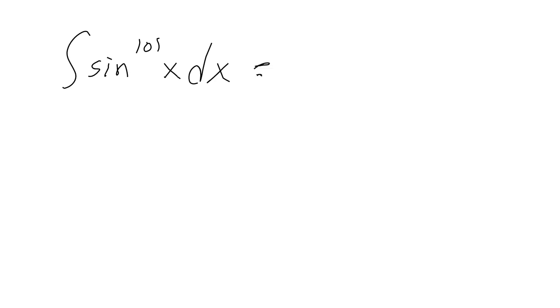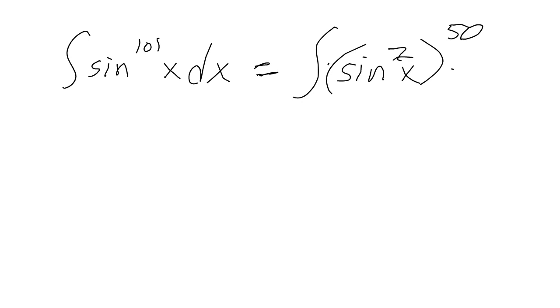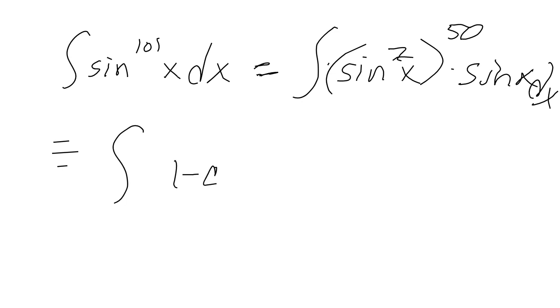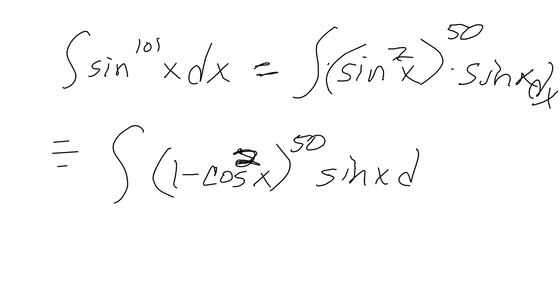Well, I still want to rewrite that. I can still pull out sine squared x to the 50th power. That's sine to the 100th, right? Times sine x dx. And then what I can do is say this is equivalent, by my trig identity, to 1 minus cosine squared x to the 50th power times sine x dx, right?